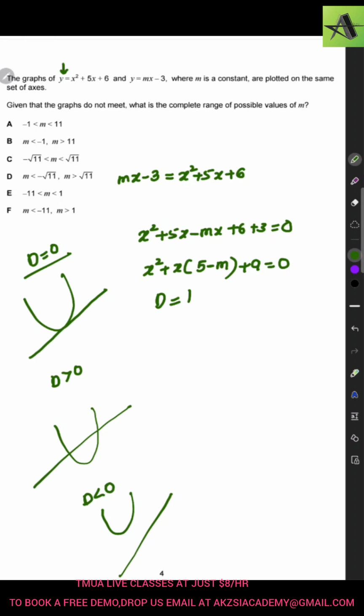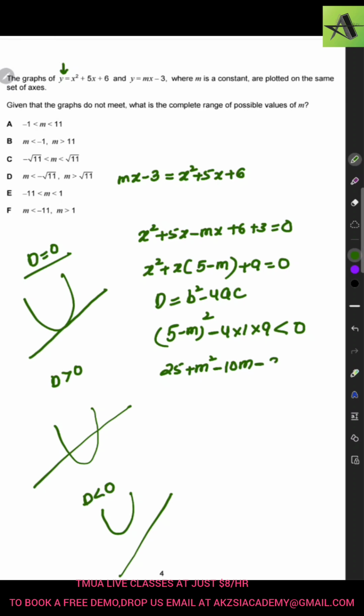Discriminant is b squared minus 4ac. b is (5 minus m) whole squared minus 4, a is 1 and c is 9, is less than 0. This is 25 plus m squared minus 10m minus 36 less than 0. Simplifying it further, m squared minus 10m minus 11 lesser than 0.